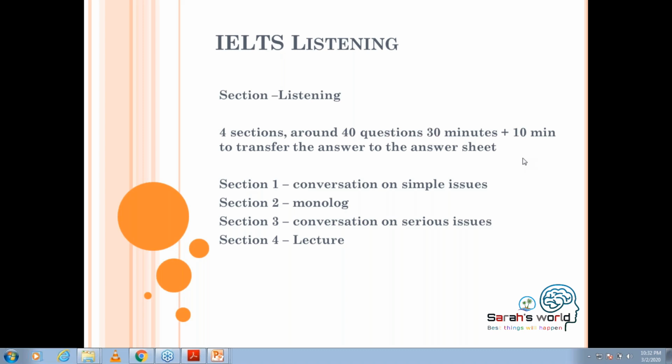Section 1 is conversation on simple issues. It is just a form filling. Then section 2 is monologue. Monologue means a single person speaks. Section 3 is conversation on serious issues. There will be different people talking on the different aspects of academics, campus, and lecture, the serious issues discussed. And the 4th section is lecture. Each section has 10 questions and altogether 40 questions.